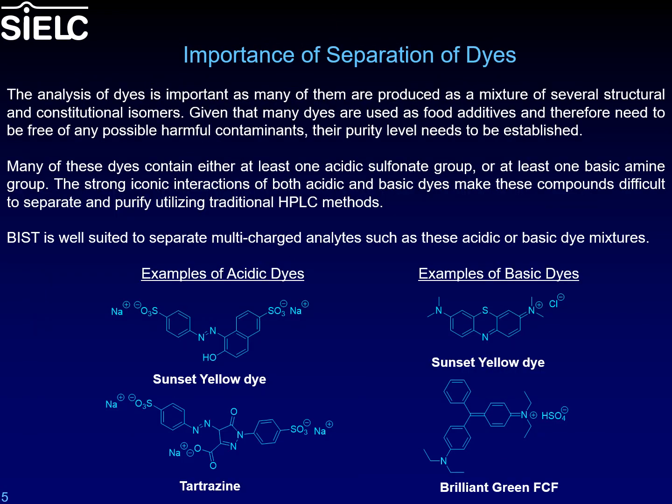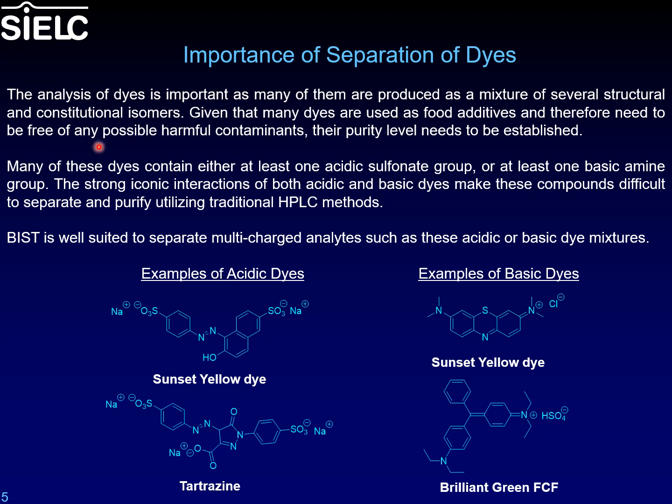And now we're going to go over the utility of using BIST to separate and analyze different dye molecules. The ability to analyze and separate dyes in and of itself is important, as many dyes are produced as mixtures of different structural and constitutional isomers. And given that many of these dyes are used as food additives, it's incredibly important that they be free of any possible contaminants that could be harmful to human biology. And their purity needs to be very meaningfully established.